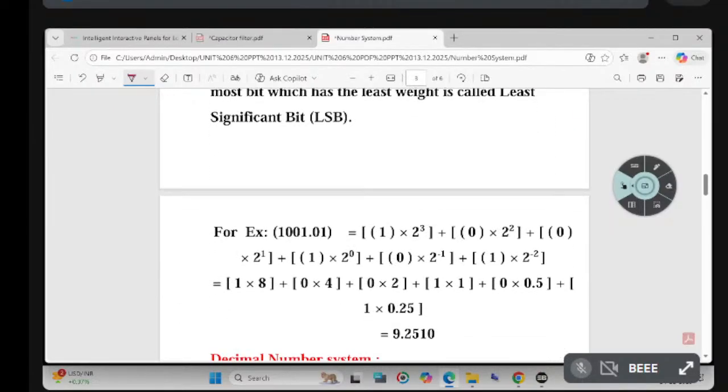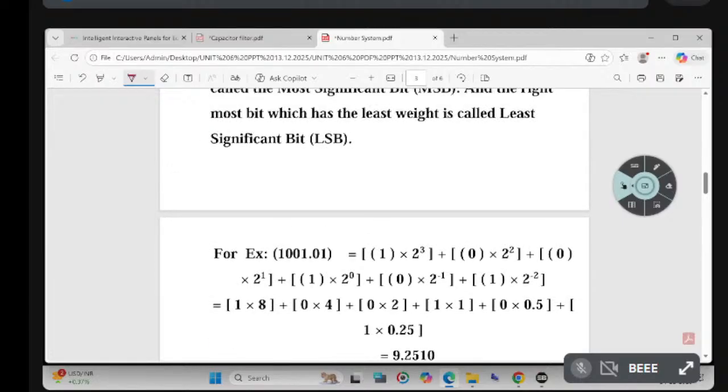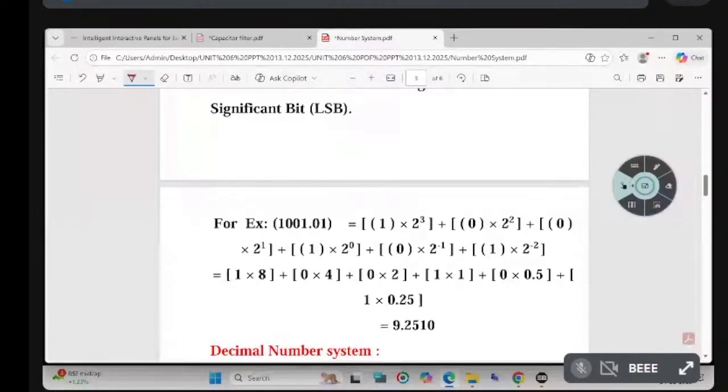Look at an example once, a fractional example. Now calculate. The last one, 1 into 2 cube, 0 into 2 square, 0 into 2 to the power of 1, 1 into 2 to the power of 0. After that, plus 0 into 2 to the power of minus 1, plus 1 into 2 to the power of minus 2. The answer is 9.25. In this way we have to go for the calculation.